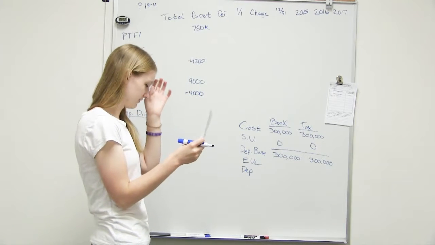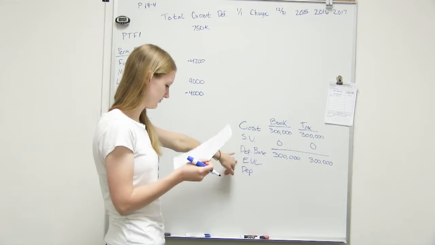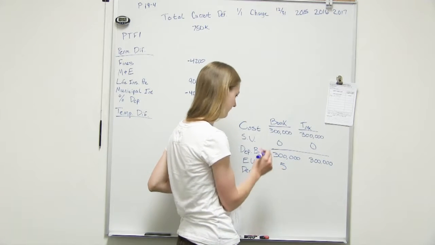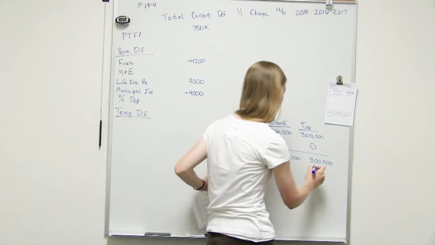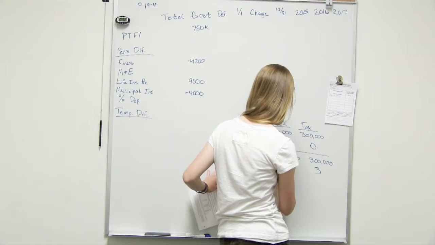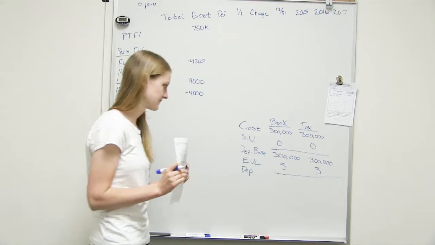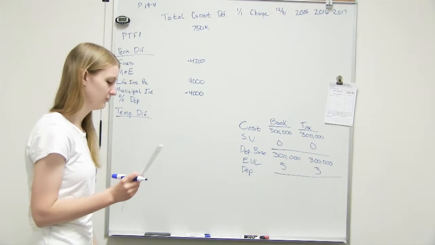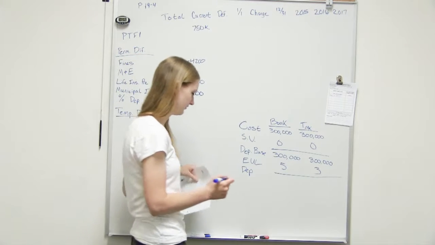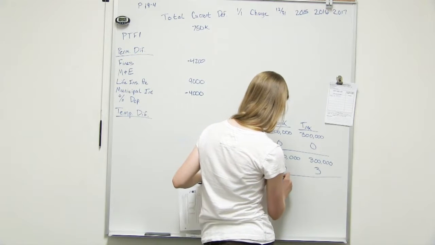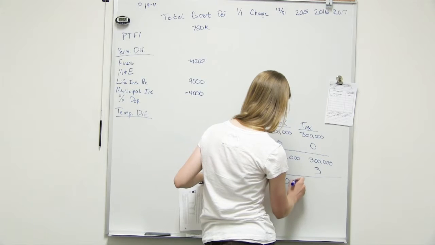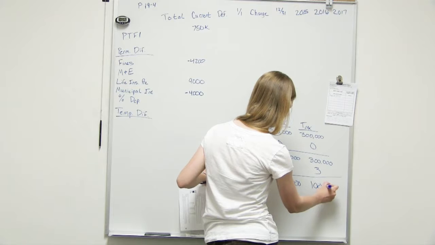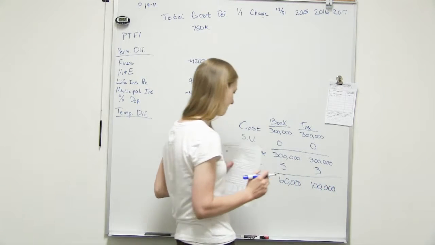Okay, and then this is where we're gonna change the estimated useful life. So for book, we're gonna make it 5 years and just keep it the same. And then for tax, we're gonna do 3. And then to get the depreciation, we'll just divide the depreciable base by the estimated useful life. It should be 60,000 for book purposes, and then 100,000 for tax purposes.